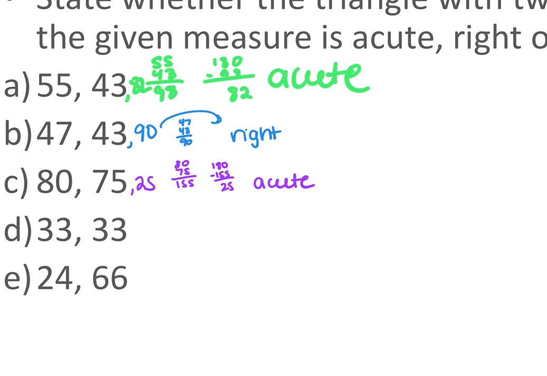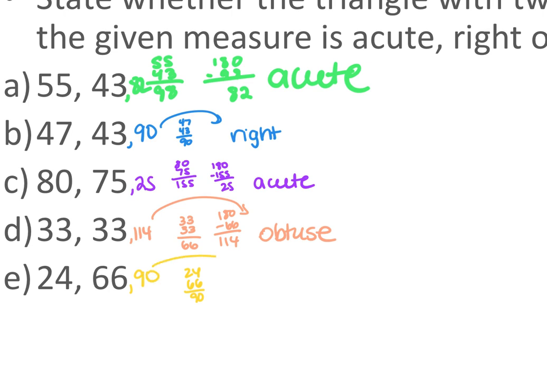Going to the next one, 33 plus 33 is 66. 180 minus 66 is 114. And that tells you that that last angle is obtuse, which classifies this triangle as obtuse. And 24 plus 66 is 90. That last angle is 90, and this triangle is right.